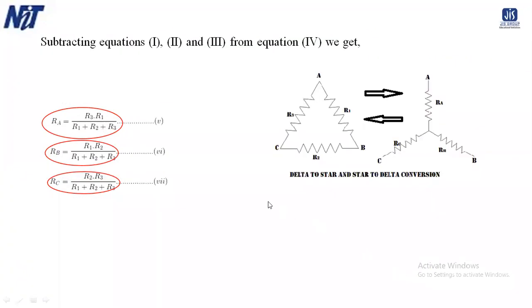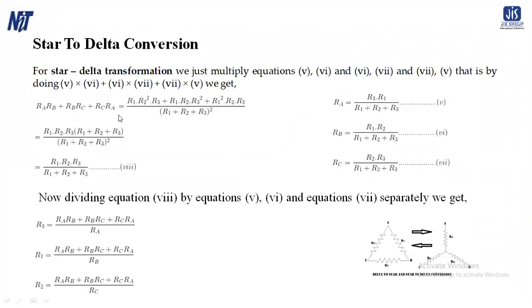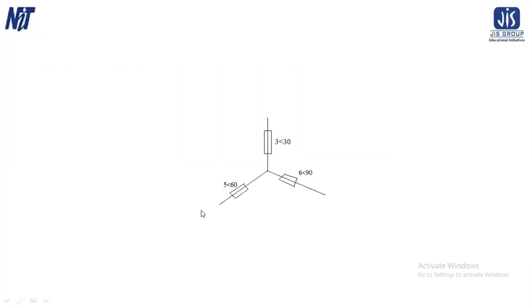Okay. So this is the part now. RA equals to, this will be 2 3. No, 1 2 3. RC 2 3. Okay, fine. So these are the equations we find from delta star conversion, and here this is the star delta conversion. So it's the easiest way. Now a problem is given, so solve it for a better understanding of the subject.